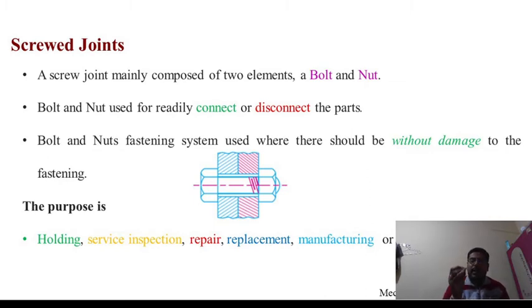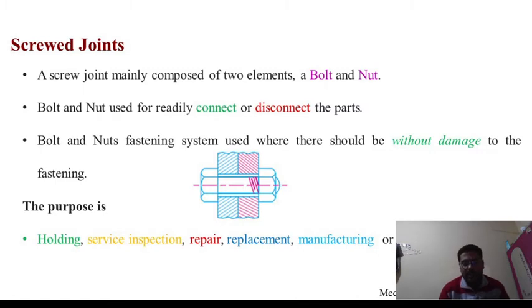Because of this, they are easily assembled and easily disassembled, easily detachable and easily attachable, without any damage to the main component or connecting components. This is the main purpose of using screw joints. Bolt and nut is a fastening system used where there should be no damage to the fastening.